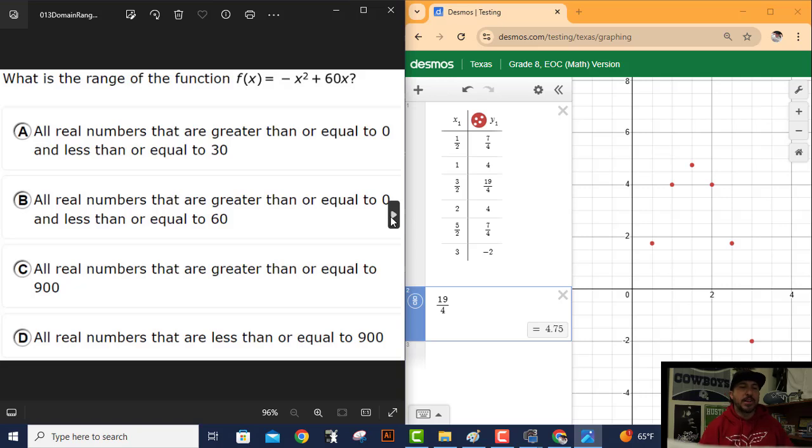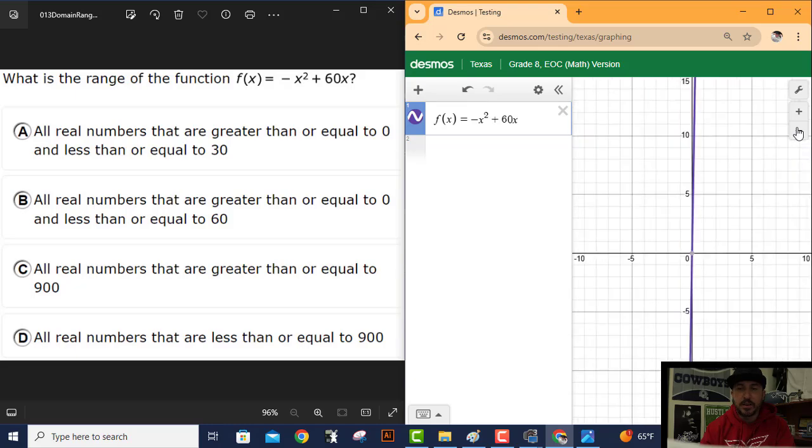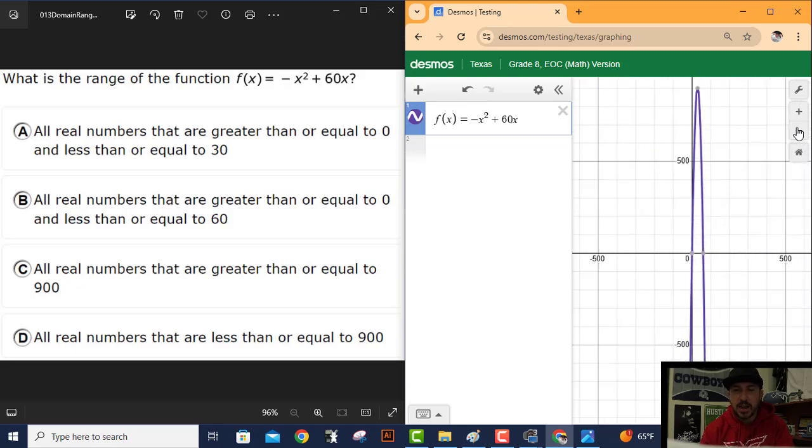All right, next one. Now we have this one. Whoa, I don't know what to do with this. I have an equation. It says range. What should you do with the equations? Always type them in. Negative x squared plus 60x. Hit the home button. Let's zoom out a little bit. Let's see this one. What do we got? Holy cow, big old monster right here. Since I'm dealing with range, I'm not going to care about these solutions anymore because that doesn't matter.